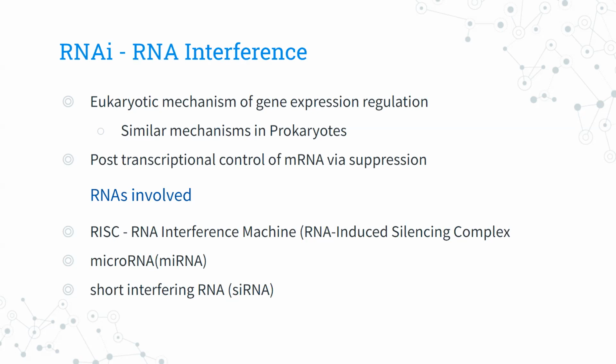So here are the RNAs involved. We have the RNA-induced silencing complex, RISC. It is, quote unquote, an RNA interference machine. It just goes in through the pathway that we'll talk about in a second, and it silences the genes. And then we also have short interfering RNA, siRNA, which we will also be talking about, along with microRNA, miRNA for short.